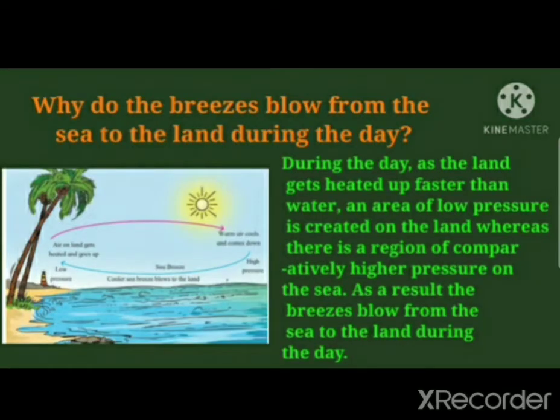Why do the breezes blow from sea to the land during the daytime? So during the daytime, why do breezes blow from the sea to the land area? The reason is that during the day, the land gets heated up faster than the water. As we know, during the daytime the land is getting heated compared to the water area, an area of low pressure is created on land, whereas there is a region of comparatively higher pressure on the sea. As a result, breezes blow from sea to the land area during the daytime.